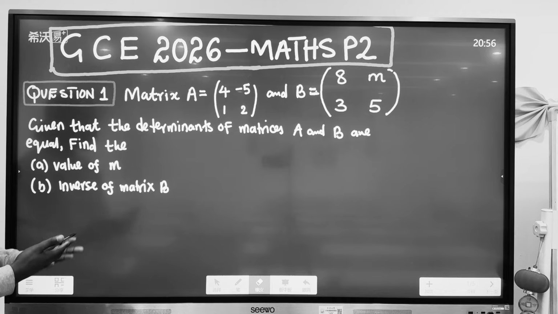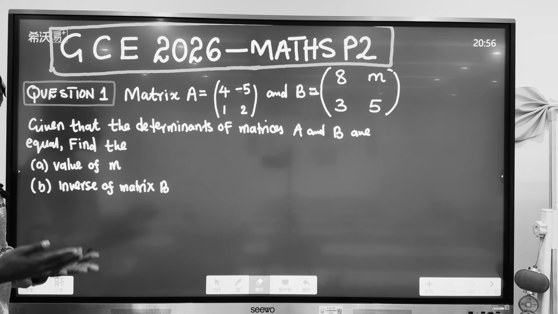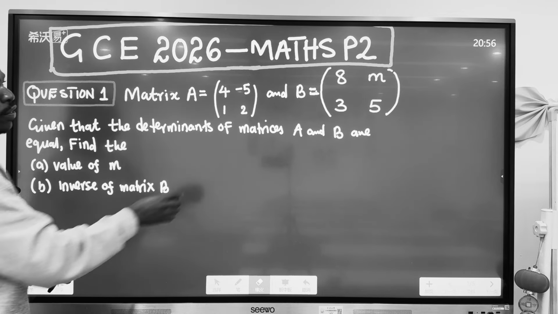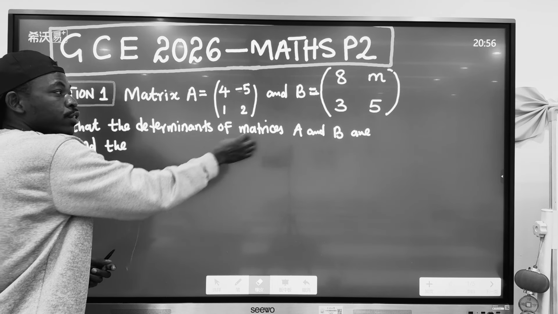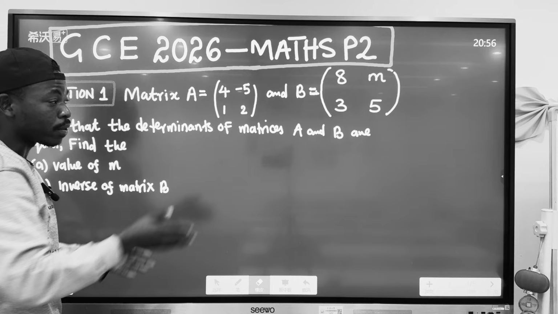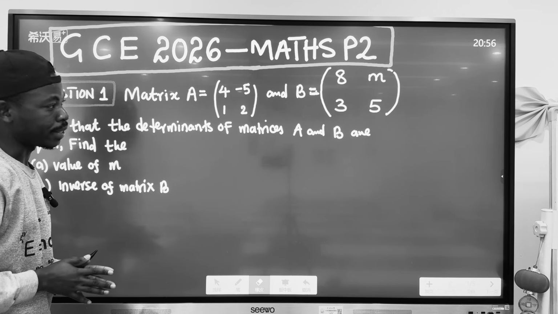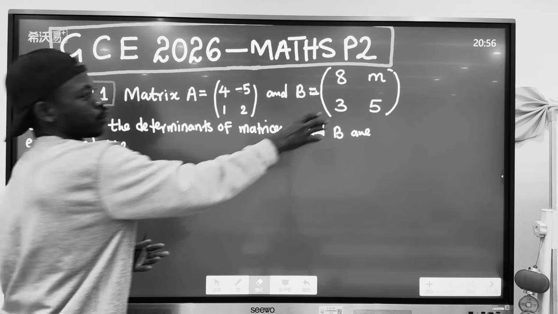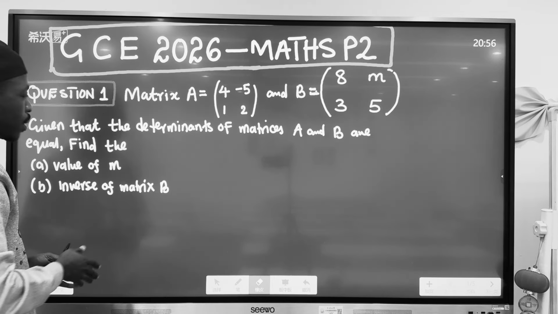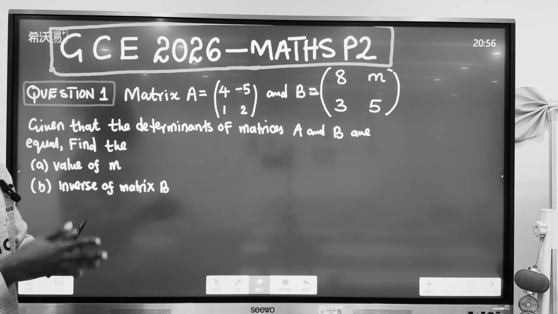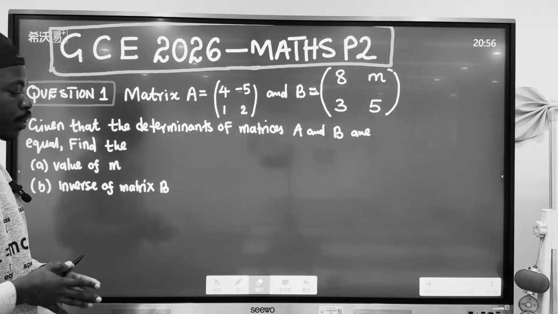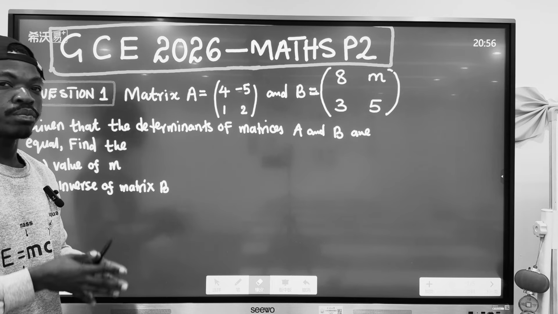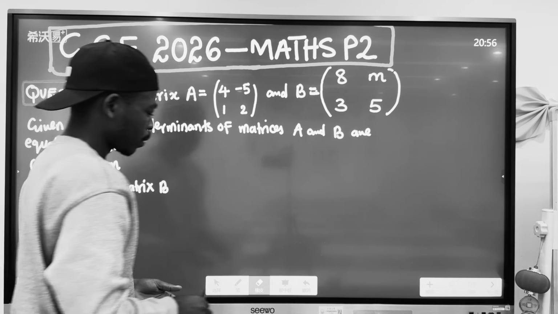So how do we go about finding the value of M? Because we know that the determinants of A and B are the same, we can first of all use matrix A to find its determinant because everything has been provided. Then we can now use the determinant of A to find the value of M because we know that the two matrices have the same determinant. So the next question that we need to answer is how do we find the determinant of a 2 by 2 matrix?